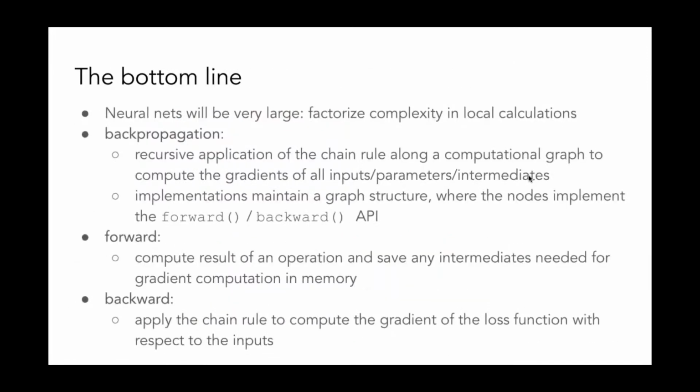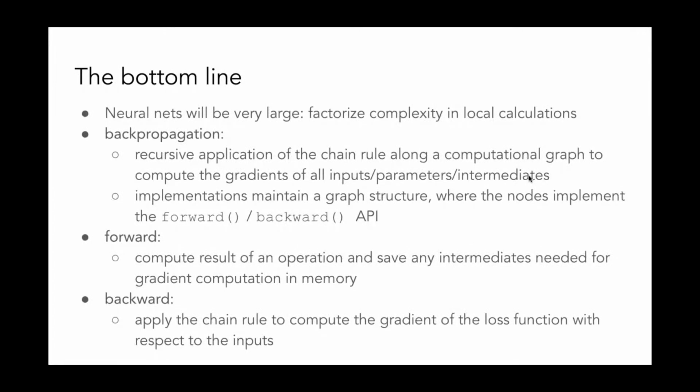So, closing remarks: the bottom line of this seminar is that neural networks will be very large. So one way to get around this is to factorize the complexity into local calculations, without trying to fit the functions all in one go. How do we do that? We do that through backpropagation. And backpropagation is the recursive application of the chain rule along a computational graph to compute the gradients of all the inputs, of all the intermediate results, with respect to all the parameters.